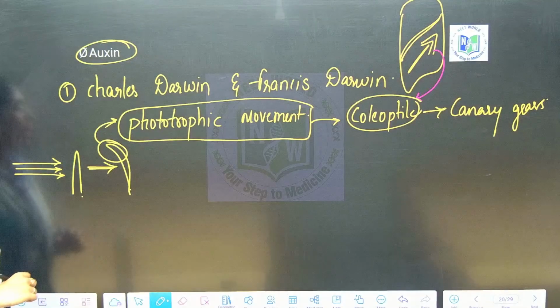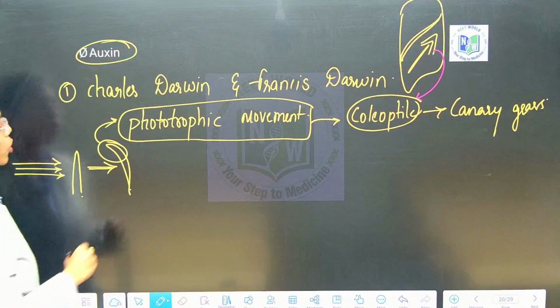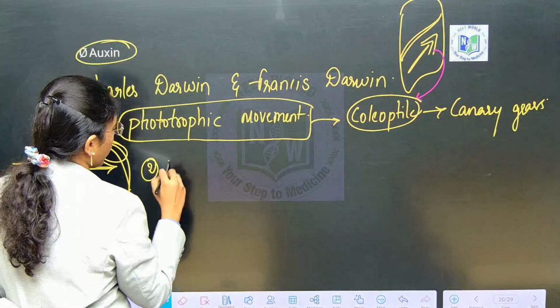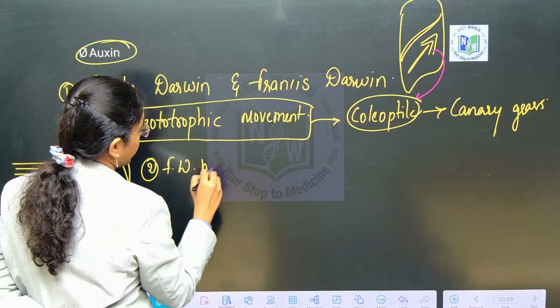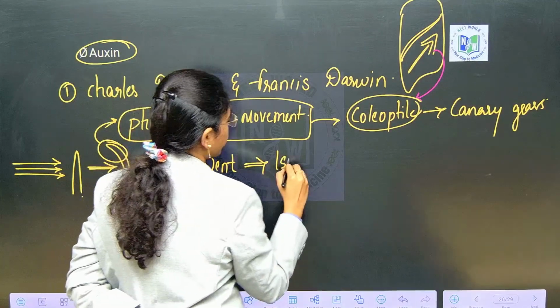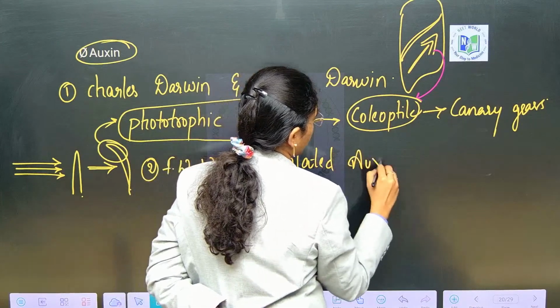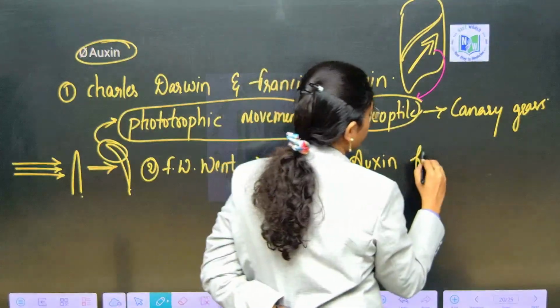And later F.W. Went isolated auxin from human urine.